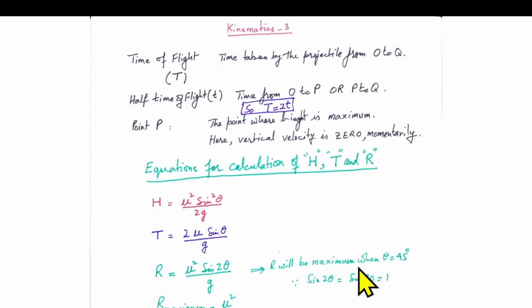R will be maximum when theta is equal to 45 degrees, because sine of 2 theta is equal to sine of 90, which is equal to 1, and then our maximum will become u square over g.